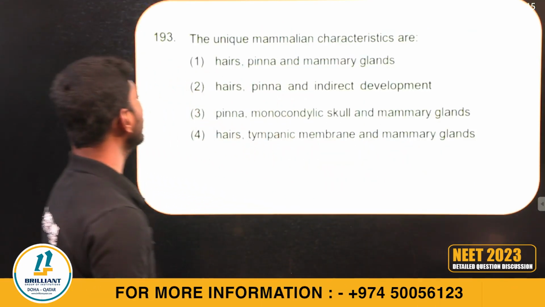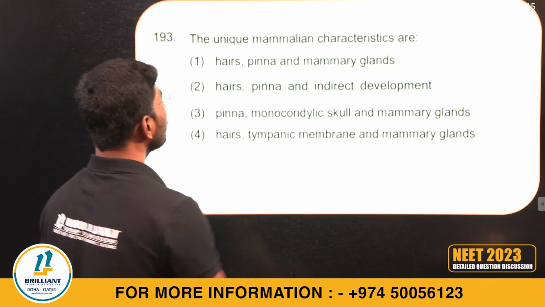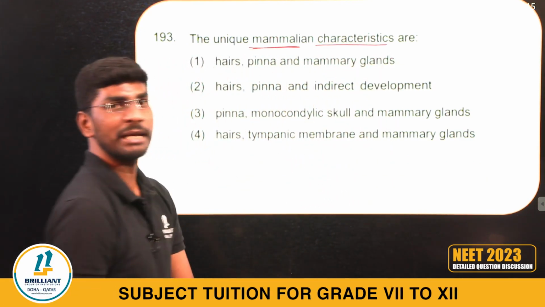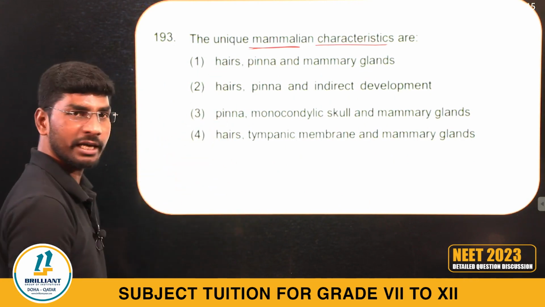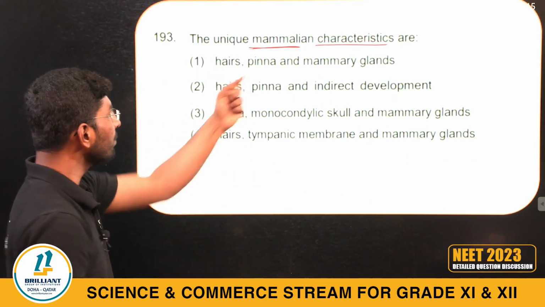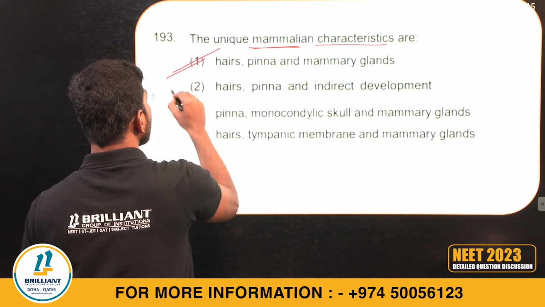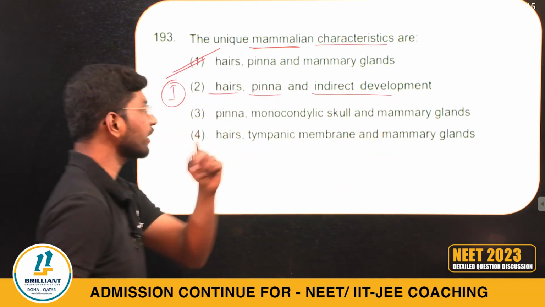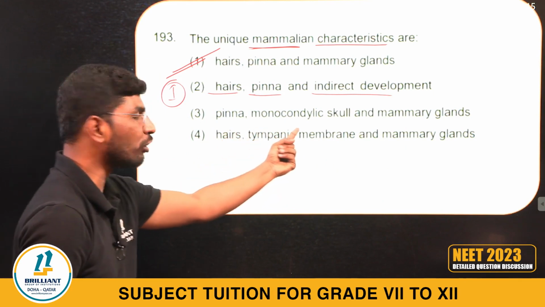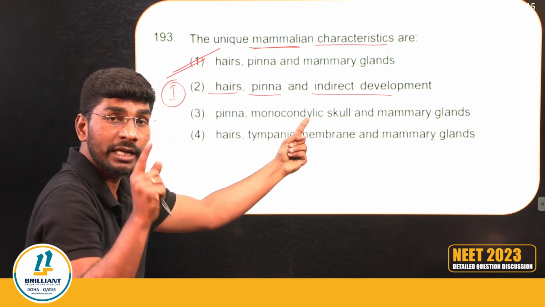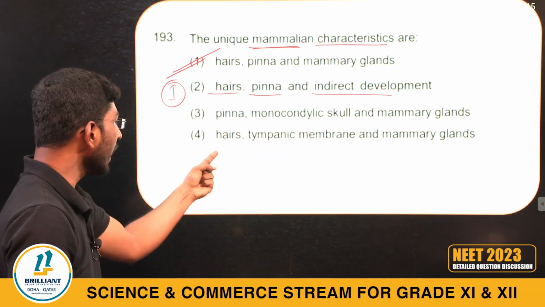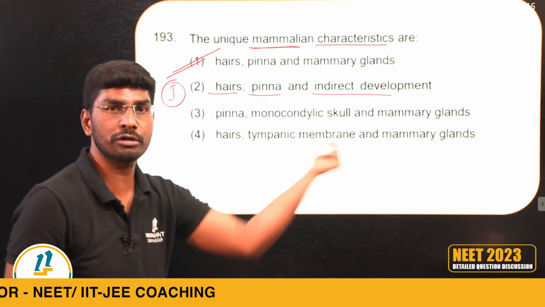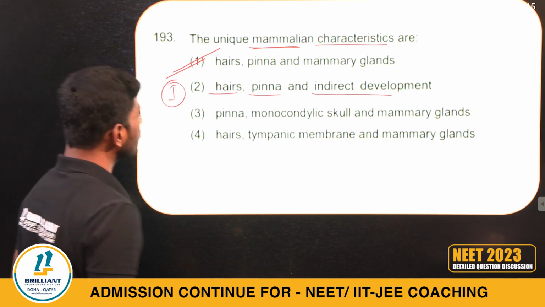Question number 193. The unique mammalian character, from the animal kingdom chapter. Hairs are there? Yes. Exoskeleton like pinna and mammary glands. Option 1: hairs, pinna, indirect development, direct development is there. Pinna, monocotyledonic, dicondylic skull we have. Hairs, tympanic membrane, even reptiles and birds you can identify. So the right answer is option 1.